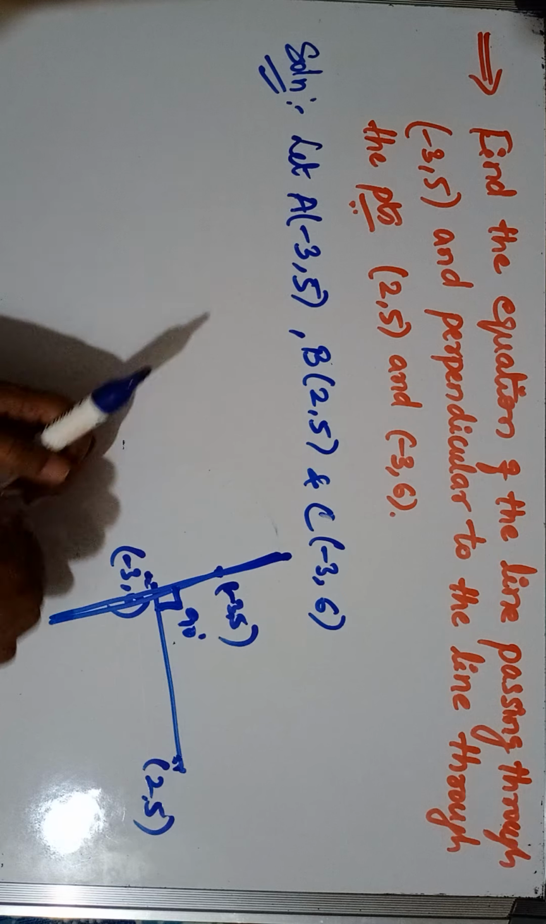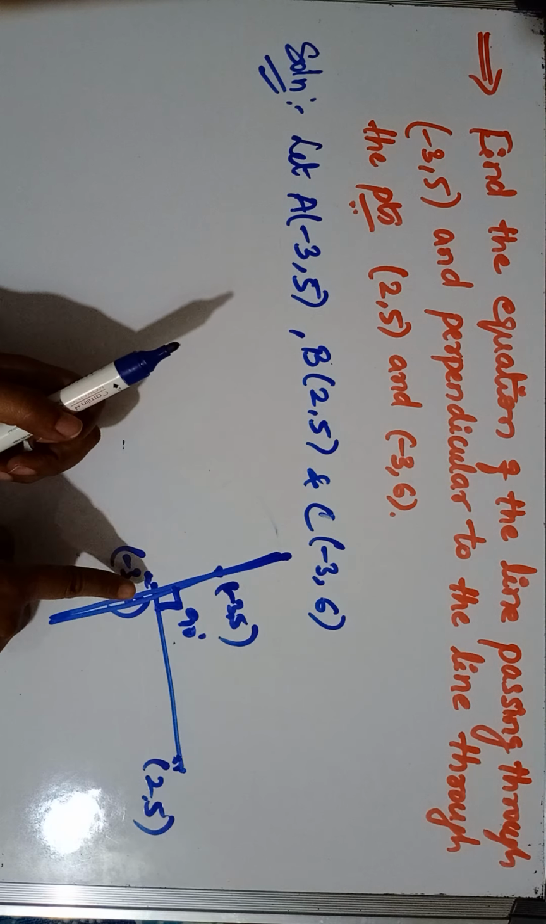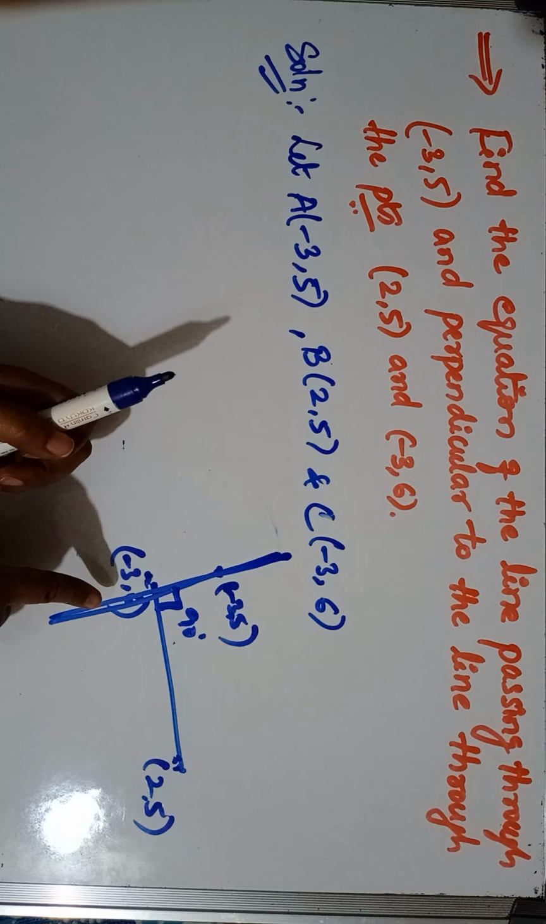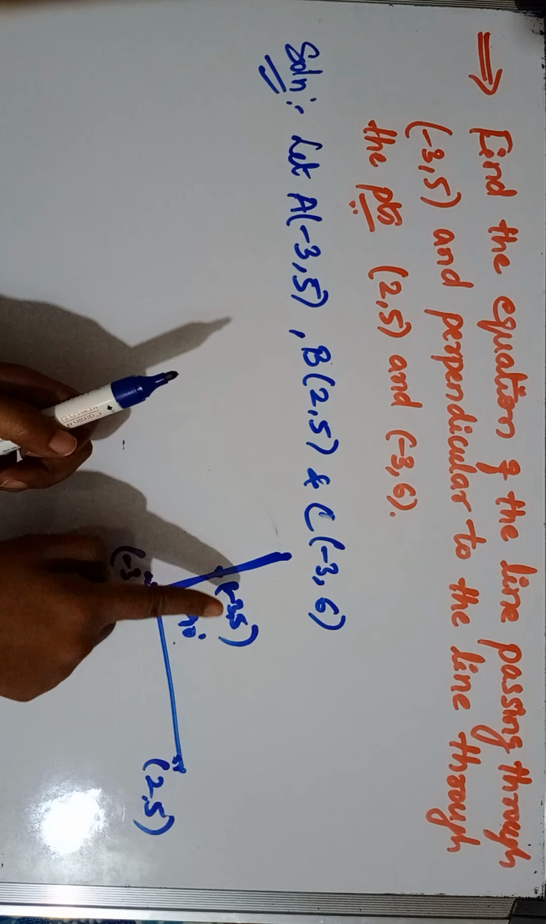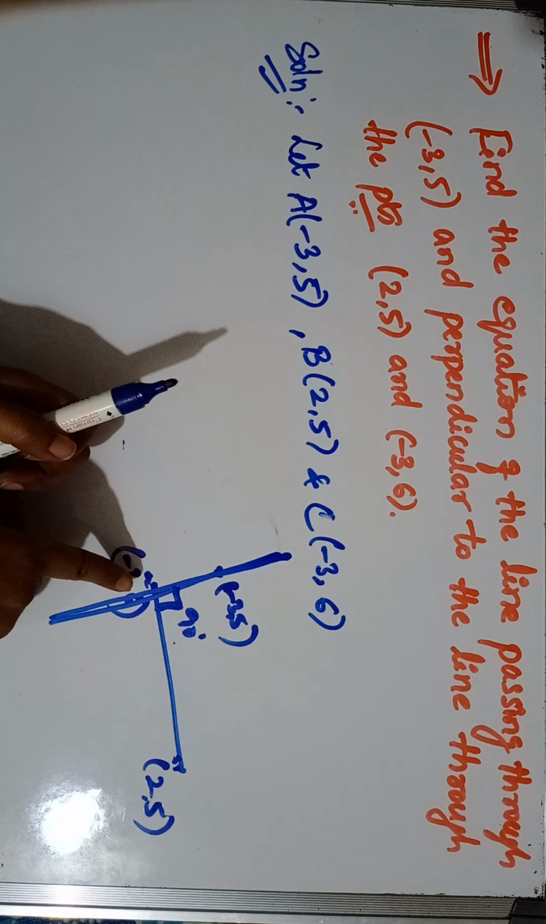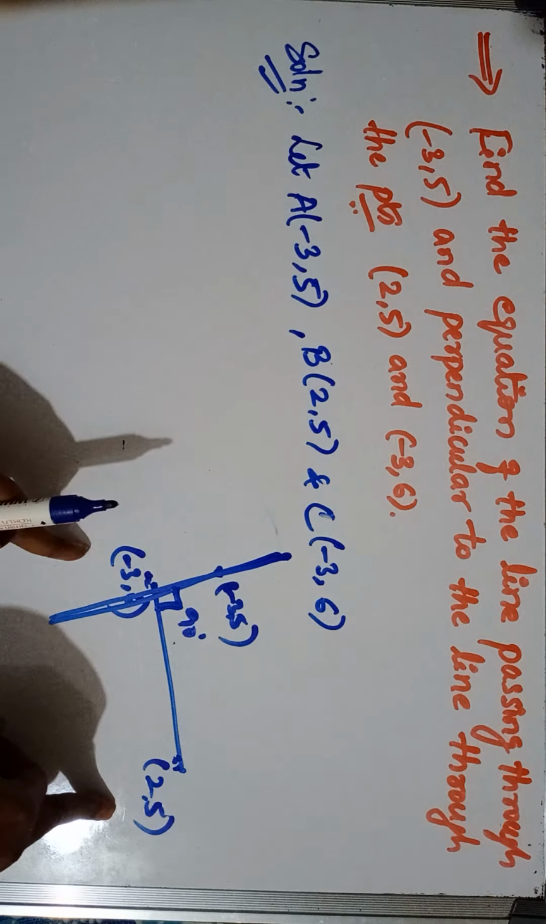Okay, understood? So we have to find the equation of the line. We have to find out the line equation. This line passes through the point minus 3 comma 5 and this line is perpendicular to the line joining these two points.